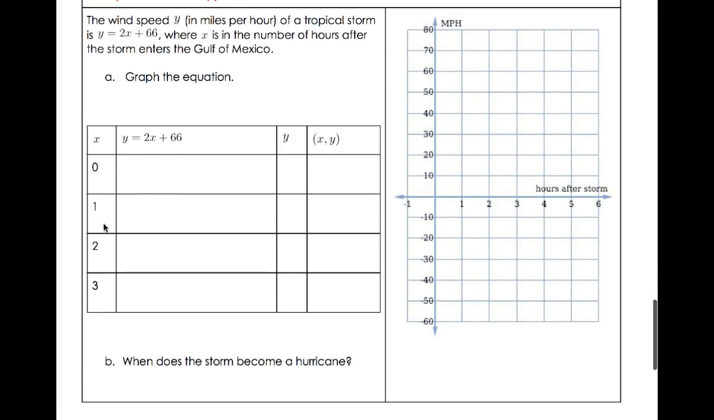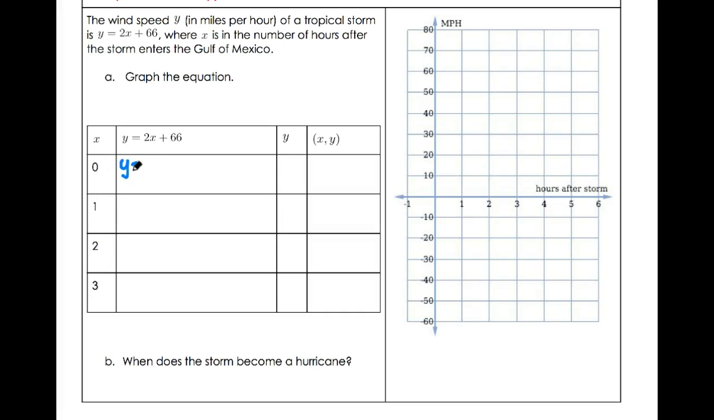So again, we pick some x values: 0, 1, 2, 3, which is 0 hours after the storm hits, 1 hour, 2 hours, 3 hours. We get to choose our x values, and again, we don't want huge numbers. We're going to do the same thing we did in example 1. We're going to plug these x values into our equation to find y.